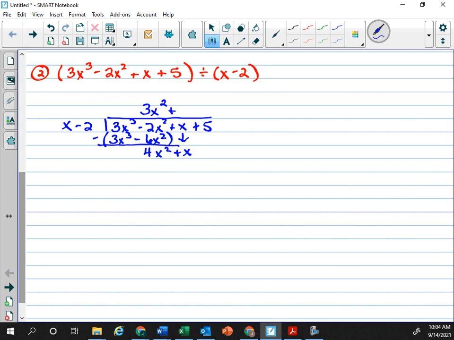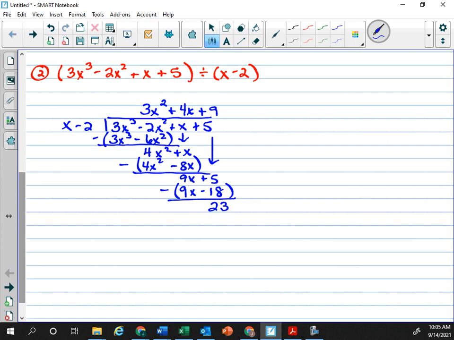I need a positive 4x. So 4x squared minus 8x. I'm going to subtract all of that. That's really adding 8x, so I'm at 9x, and then plus 5. So I keep plus 9. 9x minus 18. Again, subtracting all of that, I get 23.